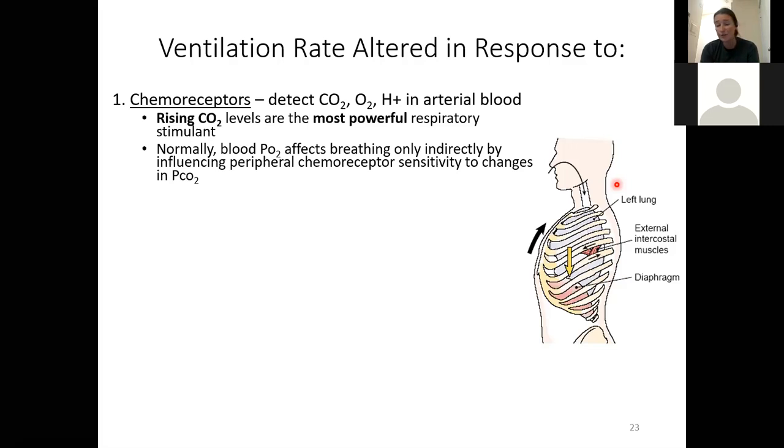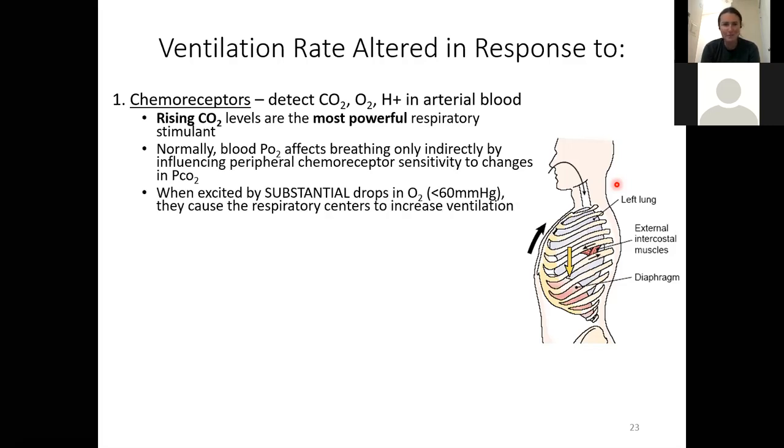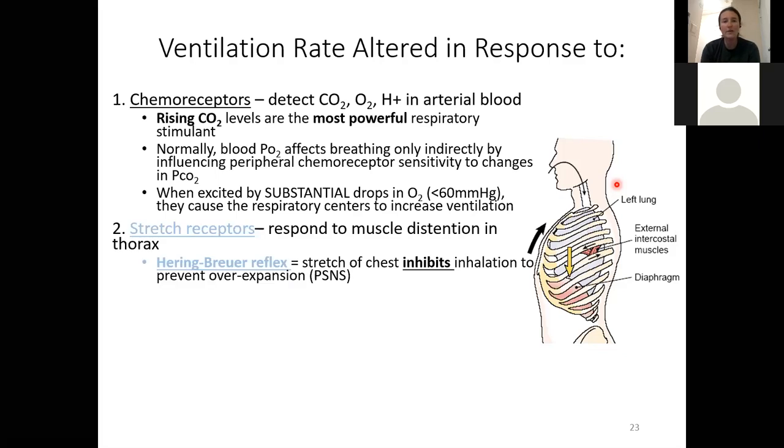Okay? In general, blood oxygen levels can influence how sensitive those chemoreceptors are. So for example, if you move to high altitude, your chemoreceptor sensitivity might change just a little bit because overall, you're never really getting more than 80 in your blood at any point. Okay, so when a substantial drop in oxygen occurs, less than 60 millimeters of mercury, this causes the respiratory centers to directly increase ventilation. Okay. So those are chemoreceptors, of course, very important, but we also have a lot of other information coming in from elsewhere in your body to inform your brainstem of how quickly you need to be breathing.